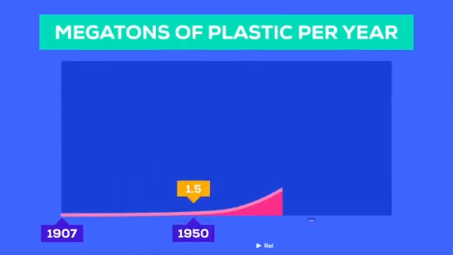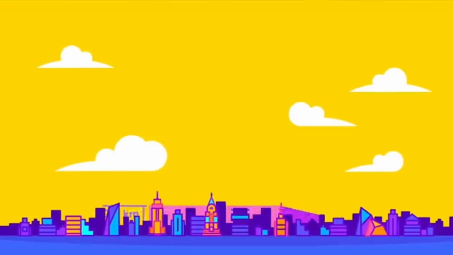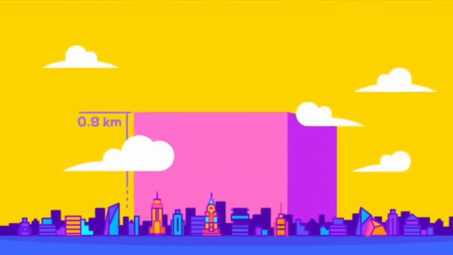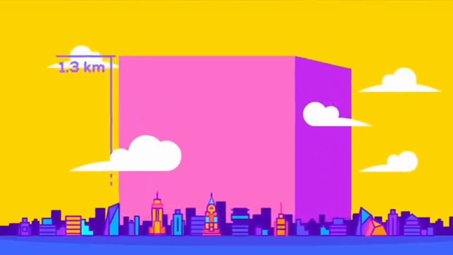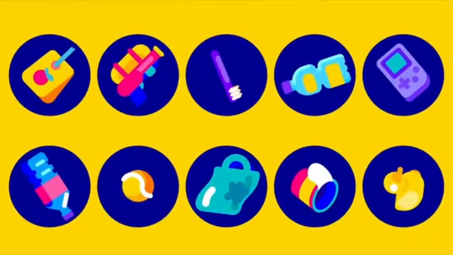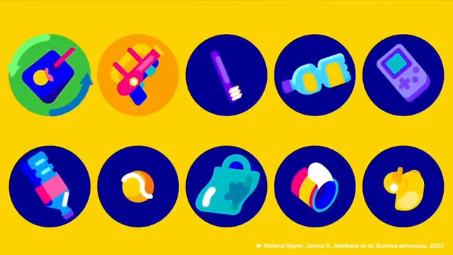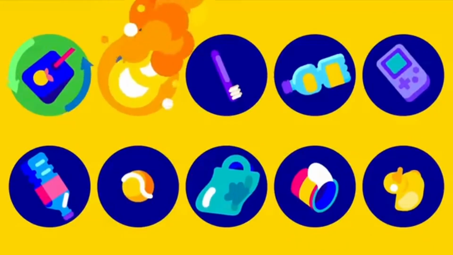Since this innovation, we have produced about 8.3 billion metric tons of plastic. More than 6.3 billion metric tons of plastic have become waste. Piled up in one place, that makes a cube with a side length of 1.9 kilometers. So, what did we do with all of this waste? 19% was recycled, 12% burned, but 79% of it is still sticking around.